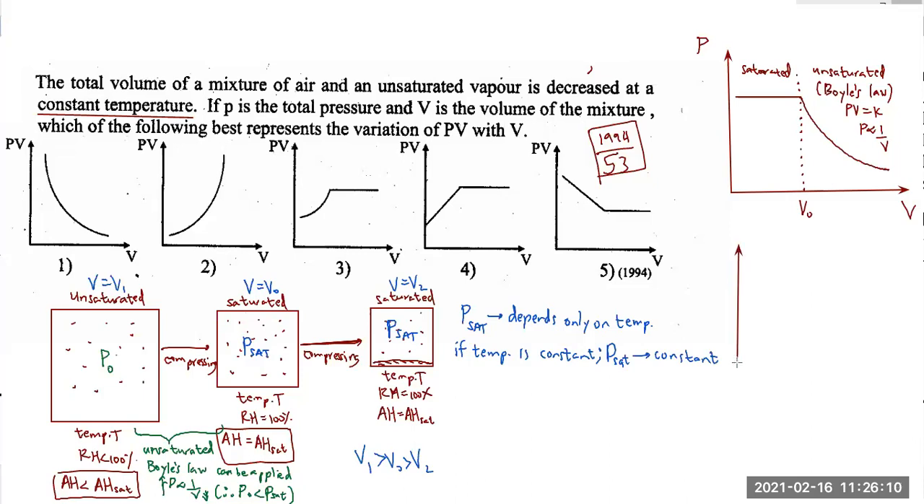The question is about PV versus V. Again, I'm going to use V naught as my reference. V naught is the volume at which air becomes saturated. PV and V naught. Right, fine. When the air is unsaturated, what can we do? This part is unsaturated. So the air is unsaturated.